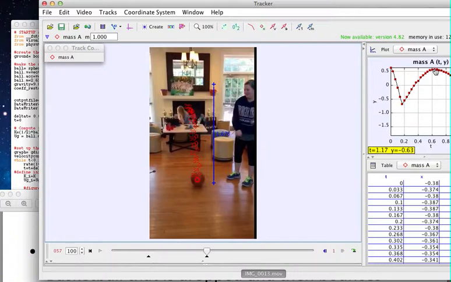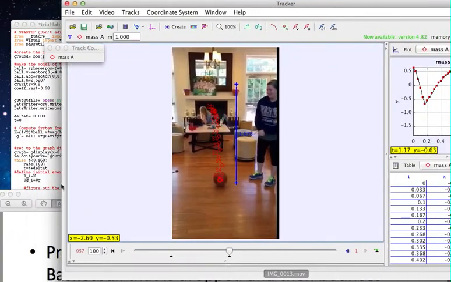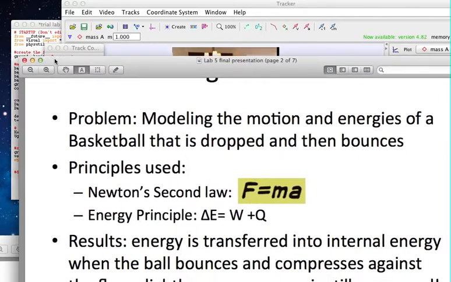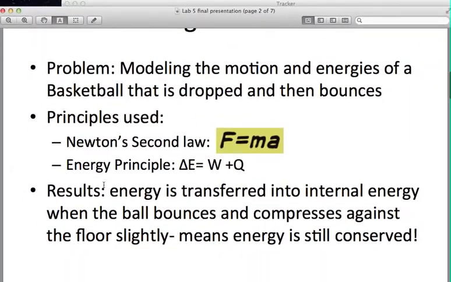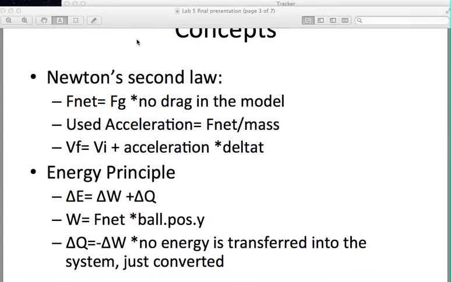However, because of the difference in velocities, there's obviously some change in initial velocity that has to be addressed. So the concepts I used, like I said earlier, were Newton's second law.